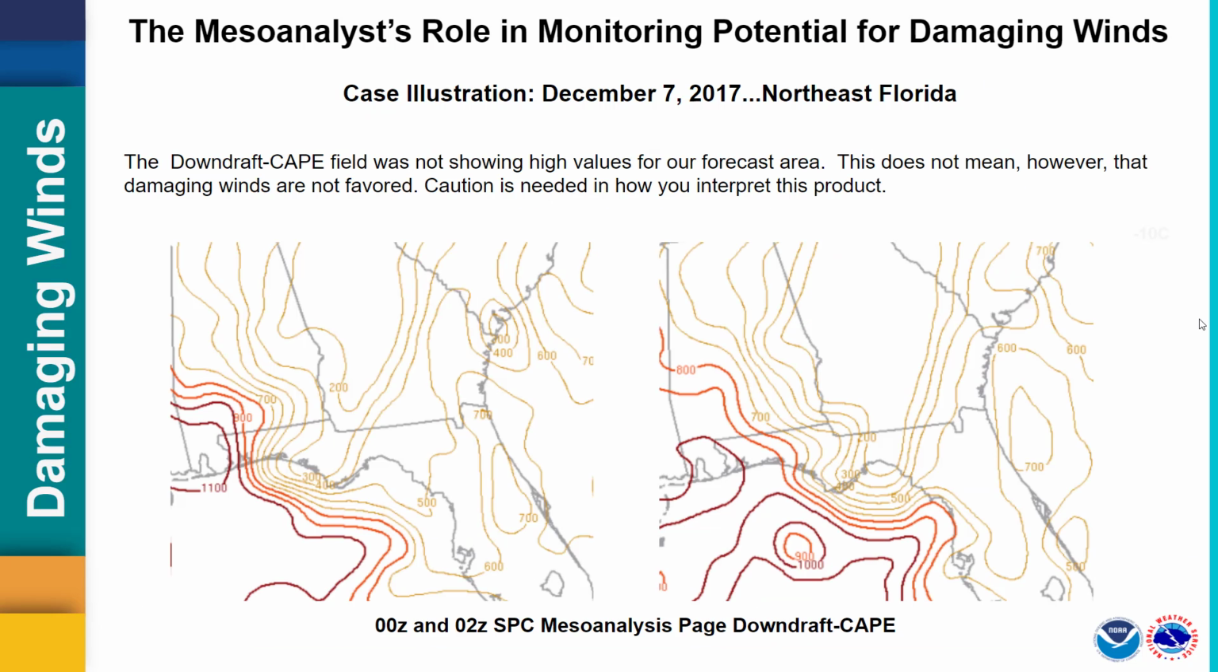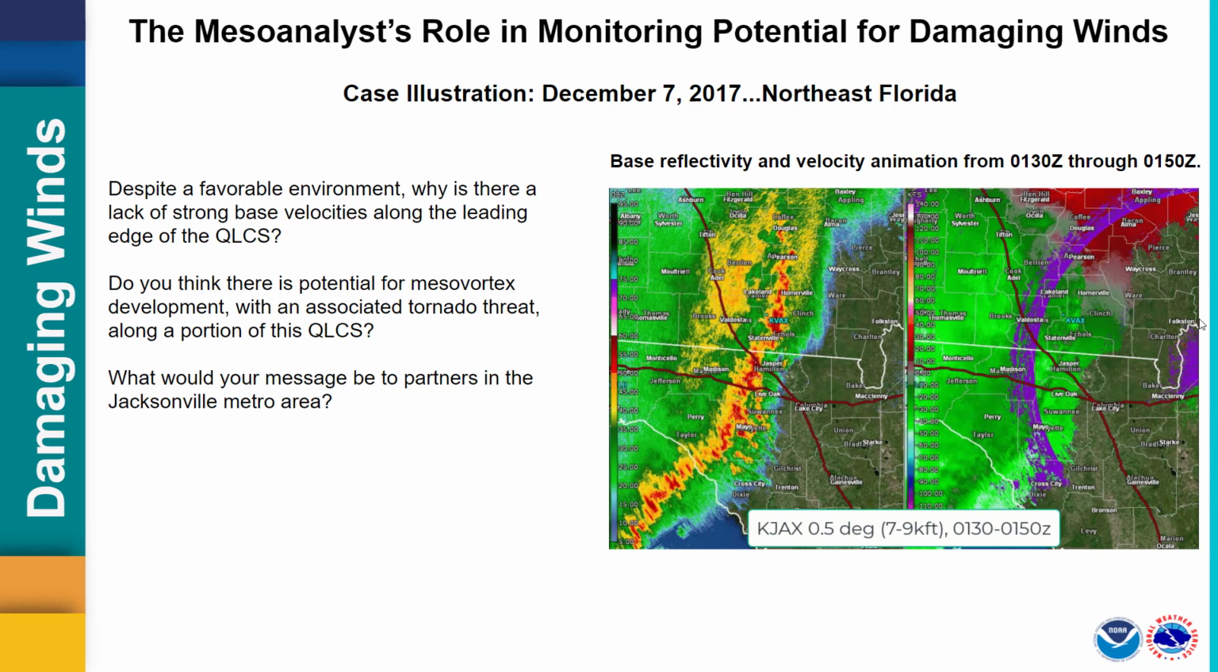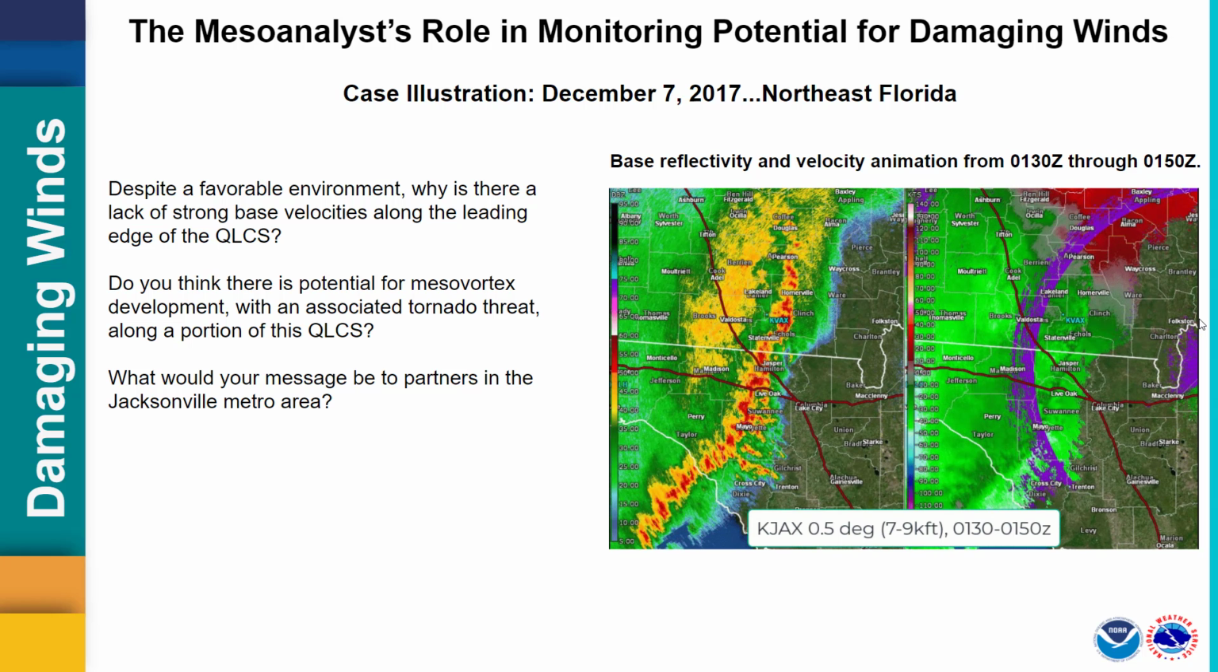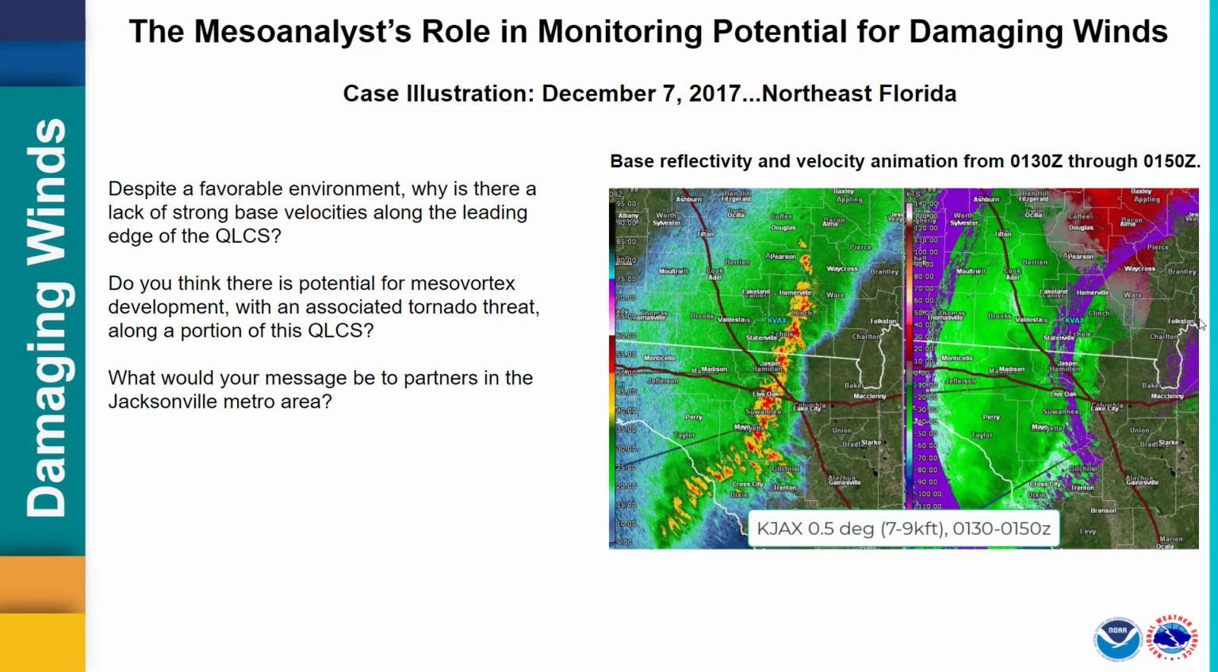Here are SPC plots of downdraft CAPE, which forecasters might examine for damaging wind potential. There is potential for this field to be misused, as it may not have a direct relationship to QLCS-induced damaging winds, so caution is needed here. Here we see a short radar animation about 90 minutes prior to the QLCS reaching the Jacksonville metro area, the largest population in the entire forecast area.